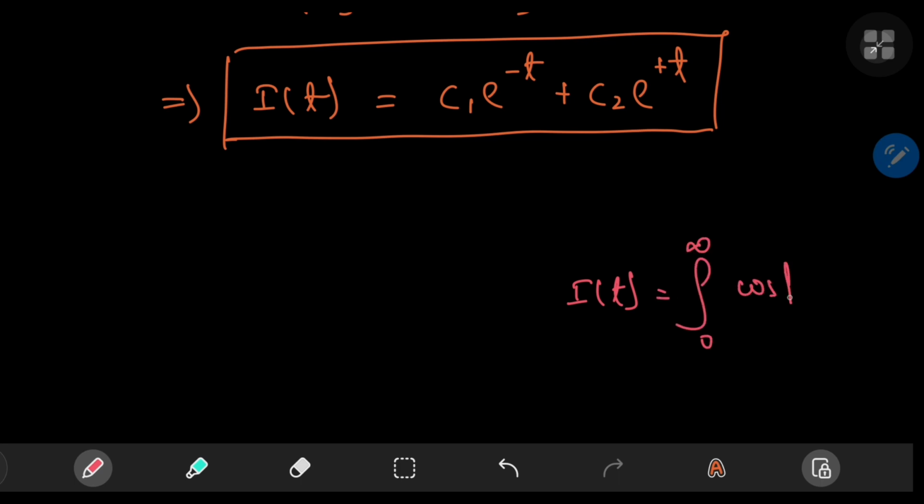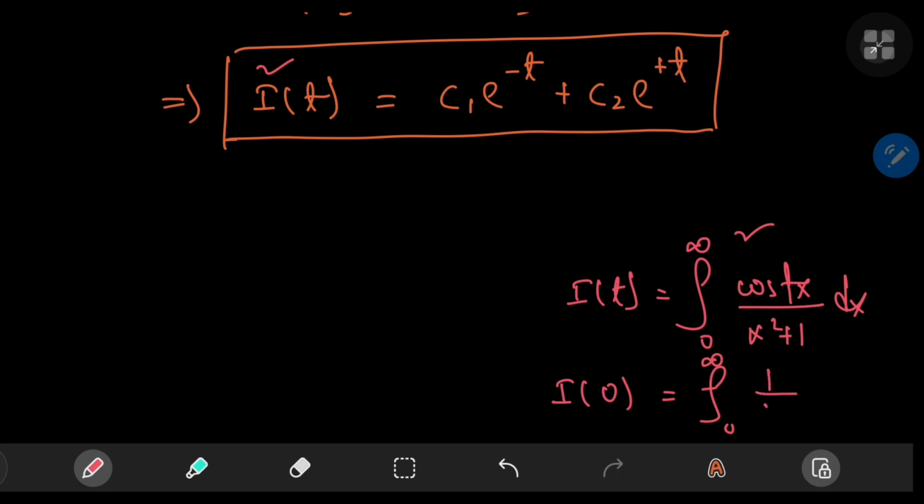Okay, so this is what it looked like, right? You have the cosine of tx divided by x squared plus 1. And you can derive some information about our function I of t using this integral structure. If you plug in t equal to 0, you get the integral from 0 to infinity of the cosine of 0, which is just 1, so 1 by x squared plus 1. Again, quite familiar, our arctangent friend. And this equals pi by 2. So we know that I of 0 equals pi by 2.